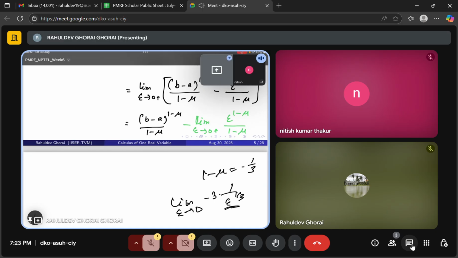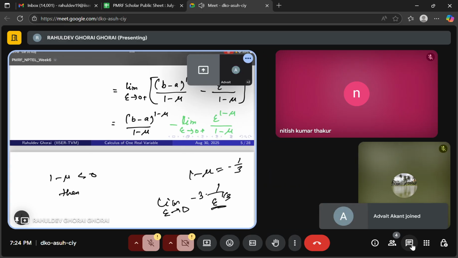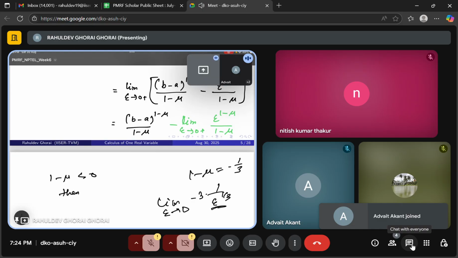So you will see if 1 minus mu is less than 0, then epsilon to the power 1 minus mu will be divergent, right? As epsilon tends to 0, it tends to infinity.